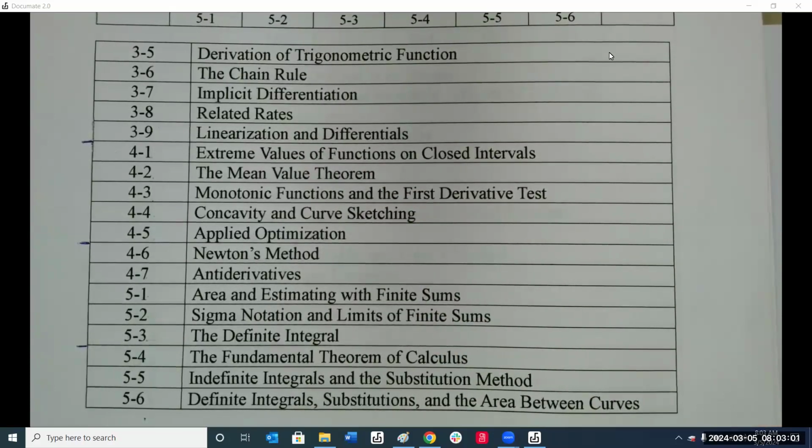Implicit differentiation is when you have x and y combined in the same equation. You don't separate them. You take a derivative with both of them with respect to x and y. And related rates, that is, for example, if you threw a pebble into a calm lake, what happens? All those circles, the consecutive rings, that's related rates.